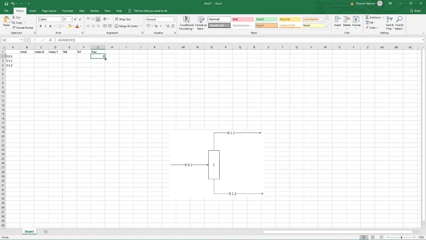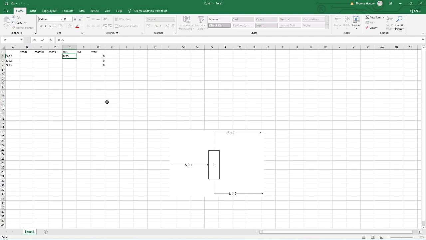To save a bit of time, I'll grab the corner here, drag it down, and you can see that the equations just change to E3 F3, E4 F4. So now I have a way of checking that all of what I put in actually sums up to 1. So let's put in some of the information, and we'll do it the correct way right now.